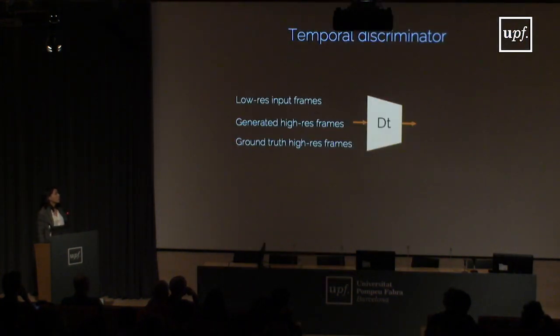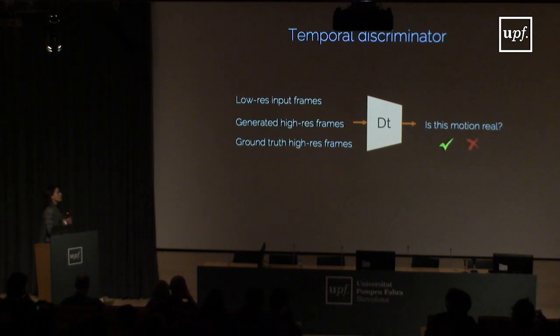And for this, we propose to use a temporal discriminator. So what a temporal discriminator does is it takes the same high resolution, low resolution, ground truth, generated frames, but now instead of taking one frame, it takes 3 frames. So what this discriminator is now going to be able to do is judge whether motion is real or not.